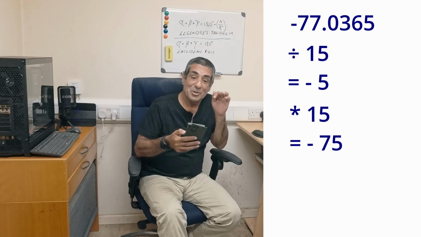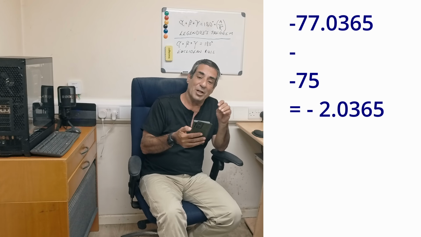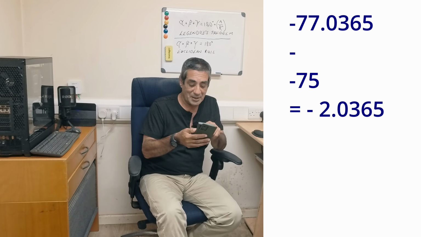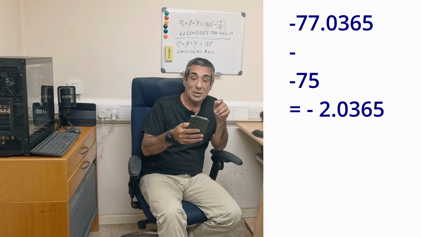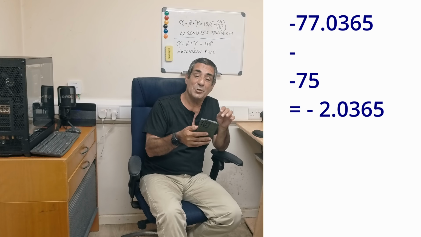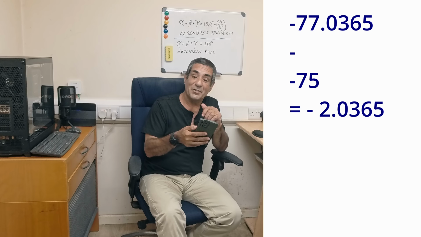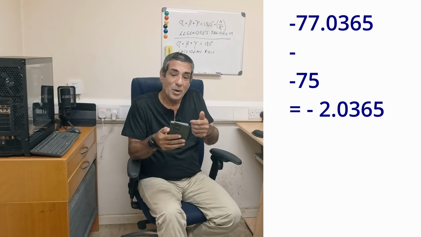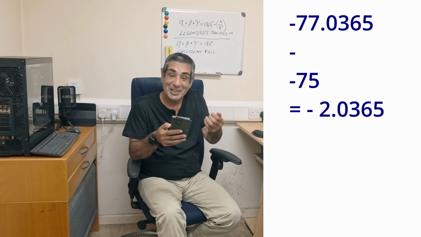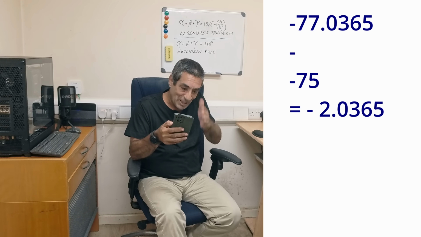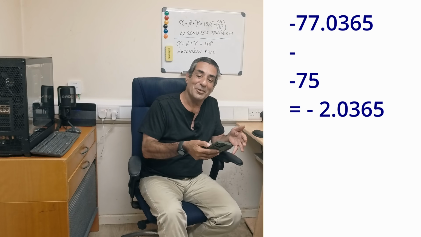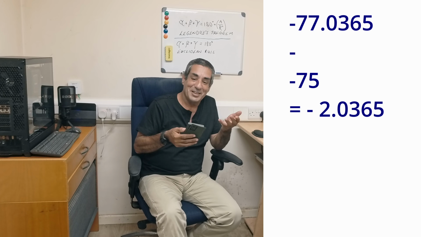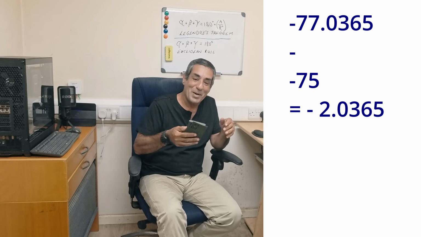77.0365. Now you subtract the zone's central line. Don't forget, we already worked that out. That's minus 75. So minus 75 equals, and this gives us minus 2.0365. And this just tells us, because it's a minus number, that you are 2.0365 degrees west of the central line in your time zone. This is one of these things where it sounds more complicated than it really is. So you may have to go back.